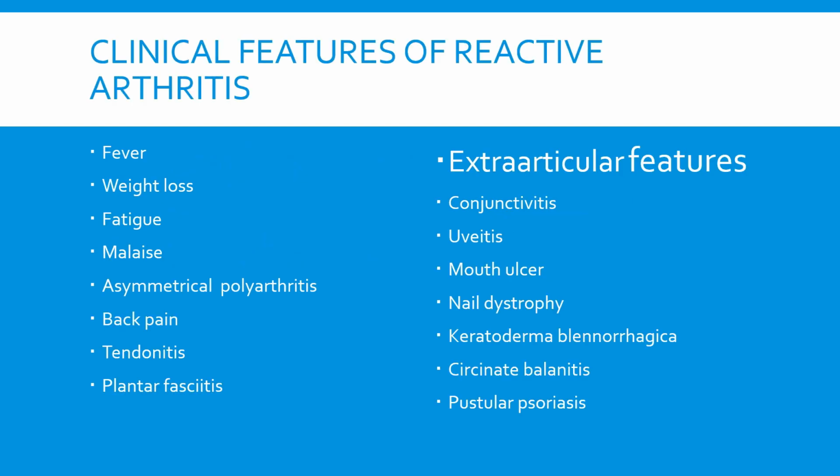Clinical features of reactive arthritis include fever, weight loss, fatigue, malaise, asymmetrical polyarthritis, back pain, tendonitis, and plantar fasciitis. The extra-articular features include conjunctivitis, uveitis, mouth ulcers, nail dystrophy, keratoderma blennorrhagicum, circinate balanitis, and pustular psoriasis.